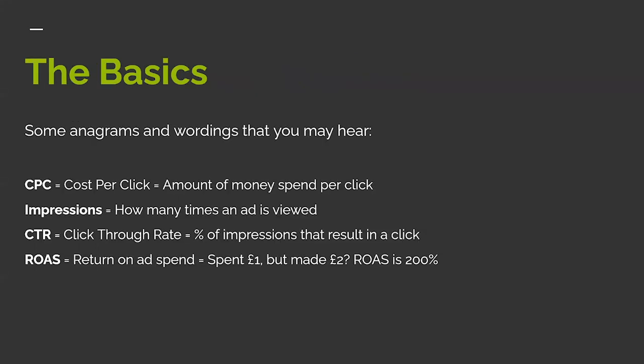So that's some of the basics, and I just want to cover some of the acronyms that you'll probably hear me saying today. So CPC is cost per click, so that's the amount of money you spend per click. Every time you create an ad, it goes into what is normally an auction-based system, where we bid for positions and bid for keywords.